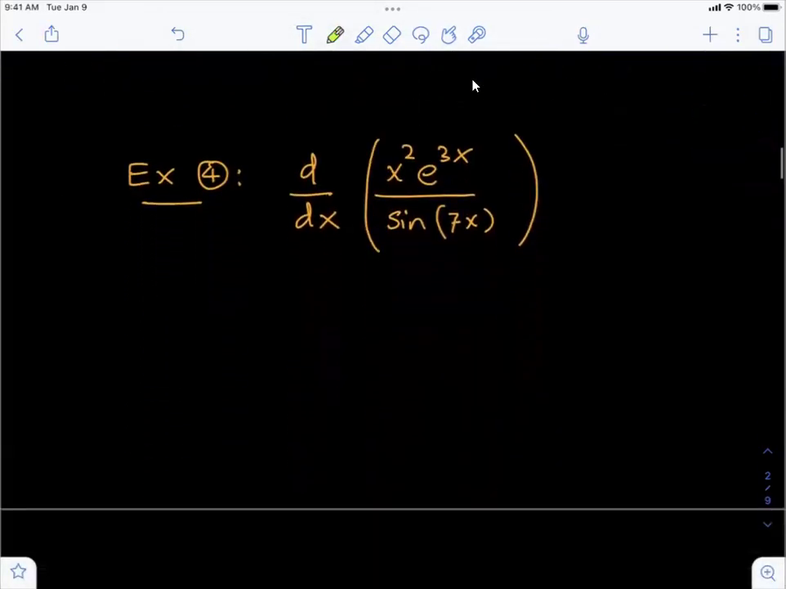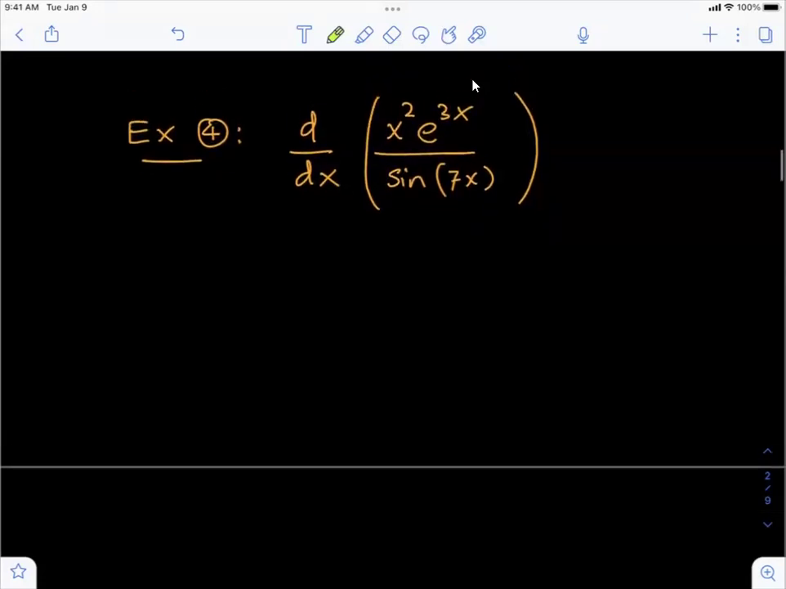Example number 4. Another example for a combination. Now here in this case, you have, again, a quotient. The overview of the function is a quotient. But when you take the derivative of the numerator, you do have, again, a product. And then for each individual component, e to the 3x or sine 7x, you may need to employ the chain rule for individual derivative computations.